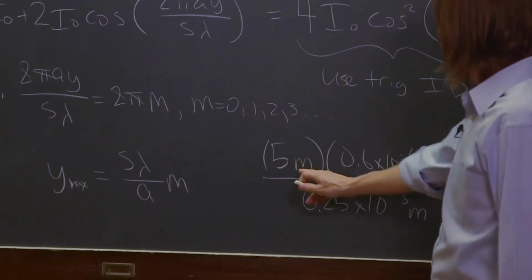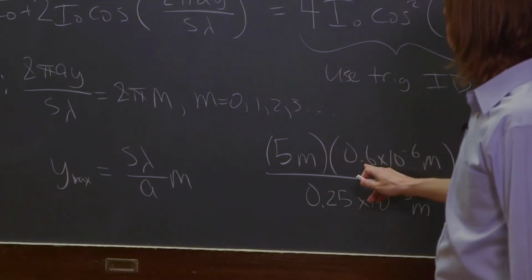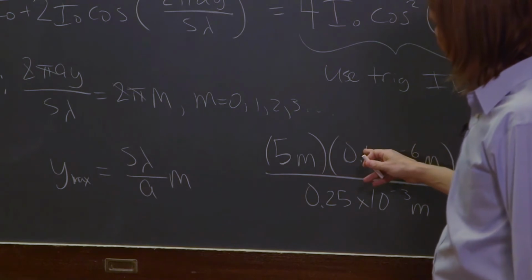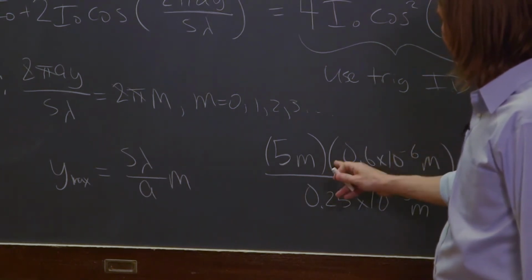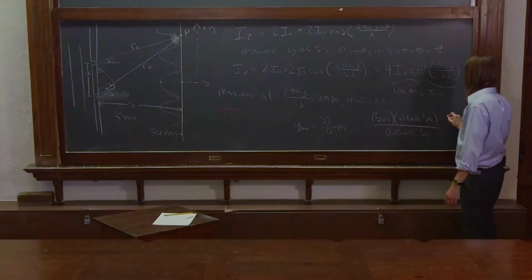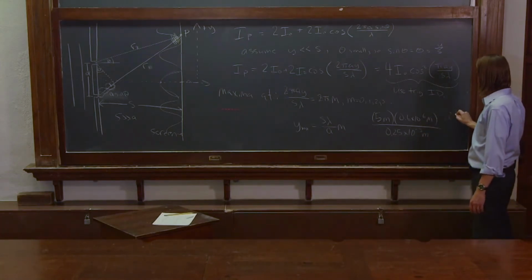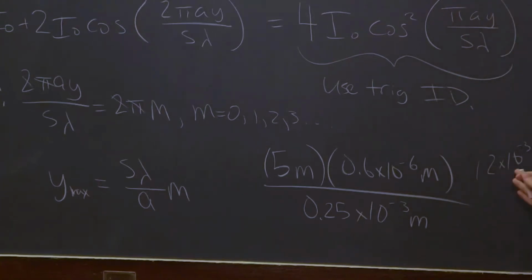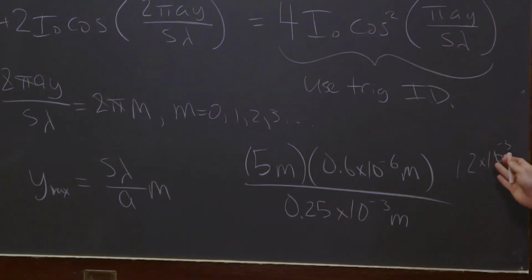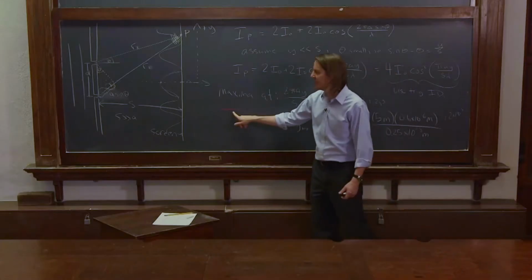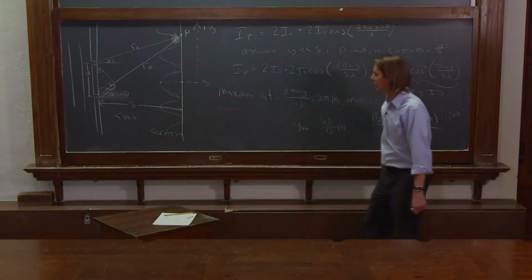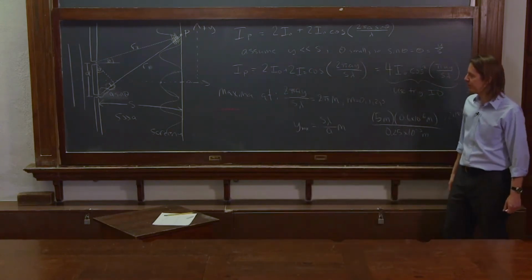So you put all those together and you get 5 times 0.6 is 3, and 3 over 0.25 is 12. So you get about 12 times 10 to the minus 3 meters. That's about a centimeter. And if you look, sure enough, their spacing is about a centimeter. So we didn't do it in a precise way, but you can see we get about the right number.